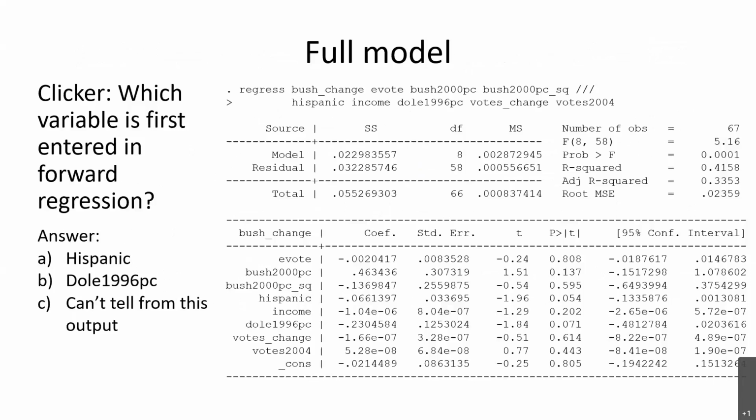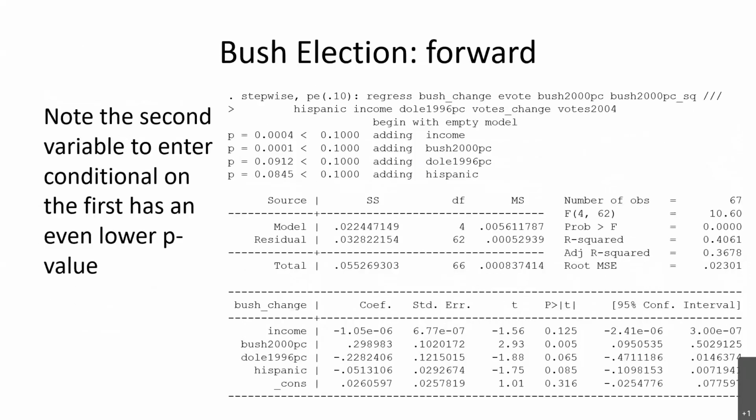All right, so here we have a clicker question. I have the Bush data again, and I have the regression here, right? Regression on all or on many variables. And the question now is, which variable is first entered in forward regression? I will leave you to answer this, and I'm moving on.